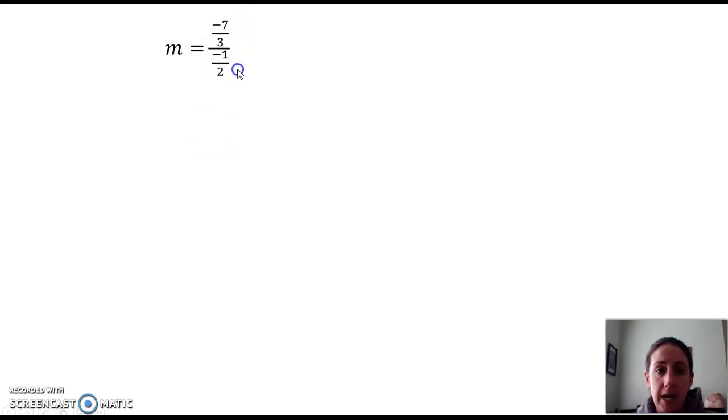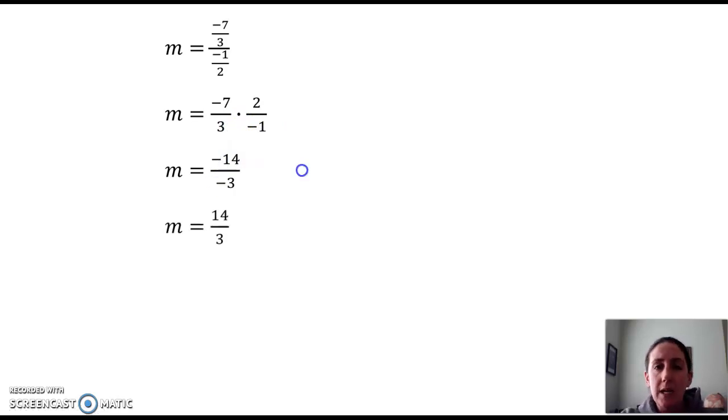Now to divide fractions, you take your top fraction and you multiply it by the reciprocal of the bottom fraction. And then to multiply fractions, just multiply the numerators. Negative 7 times 2 is negative 14. Multiply your denominators. 3 times negative 1 is negative 3. And remember that a negative over a negative is a positive.